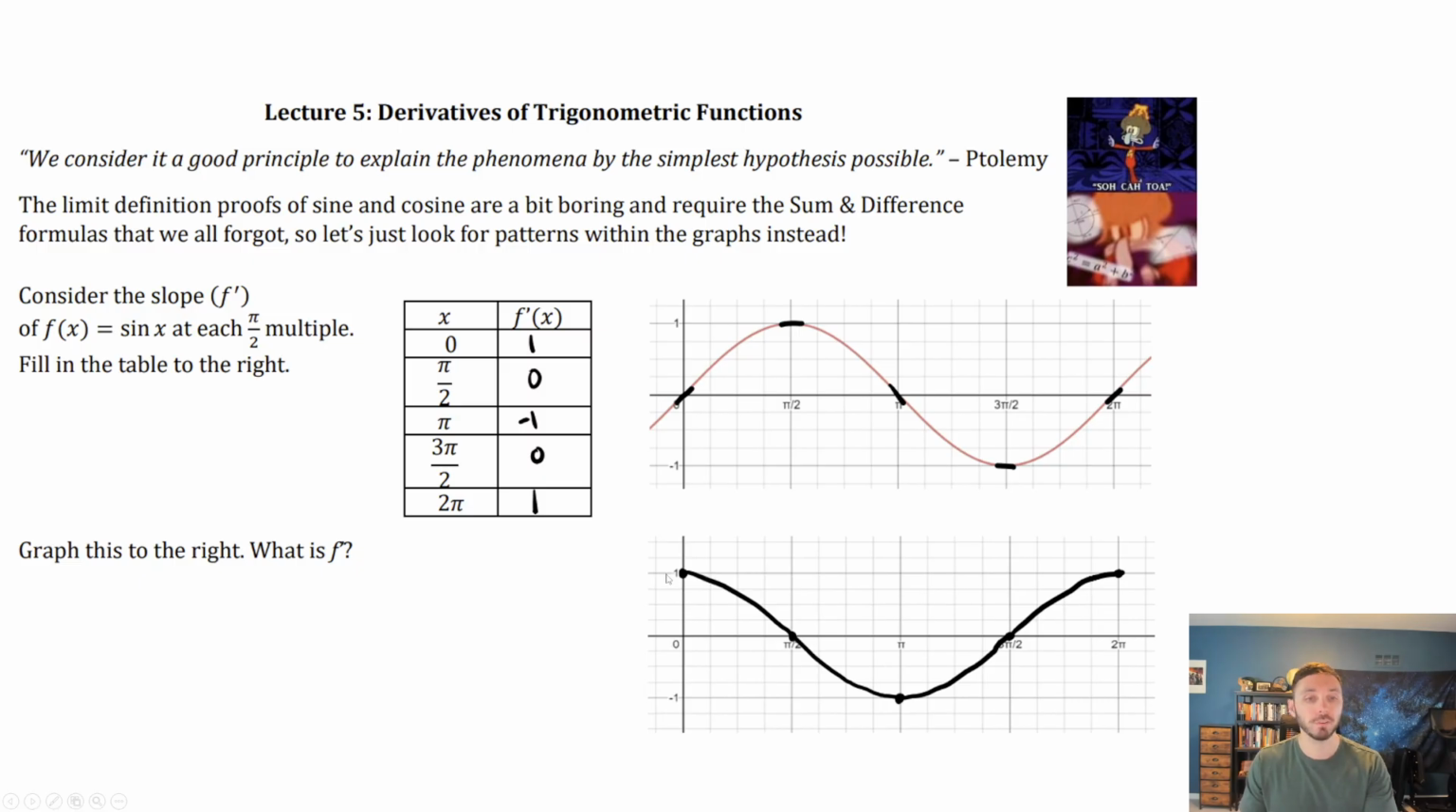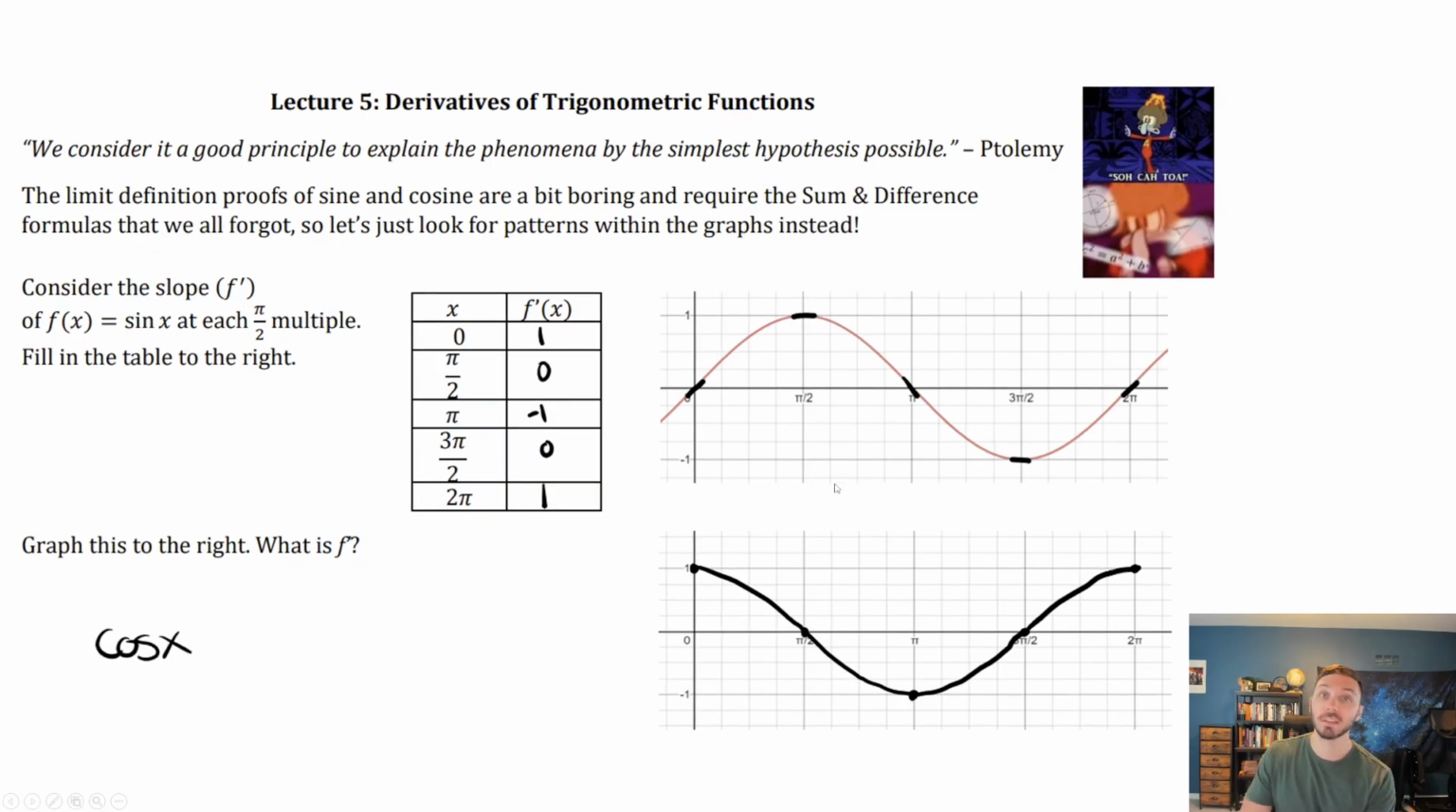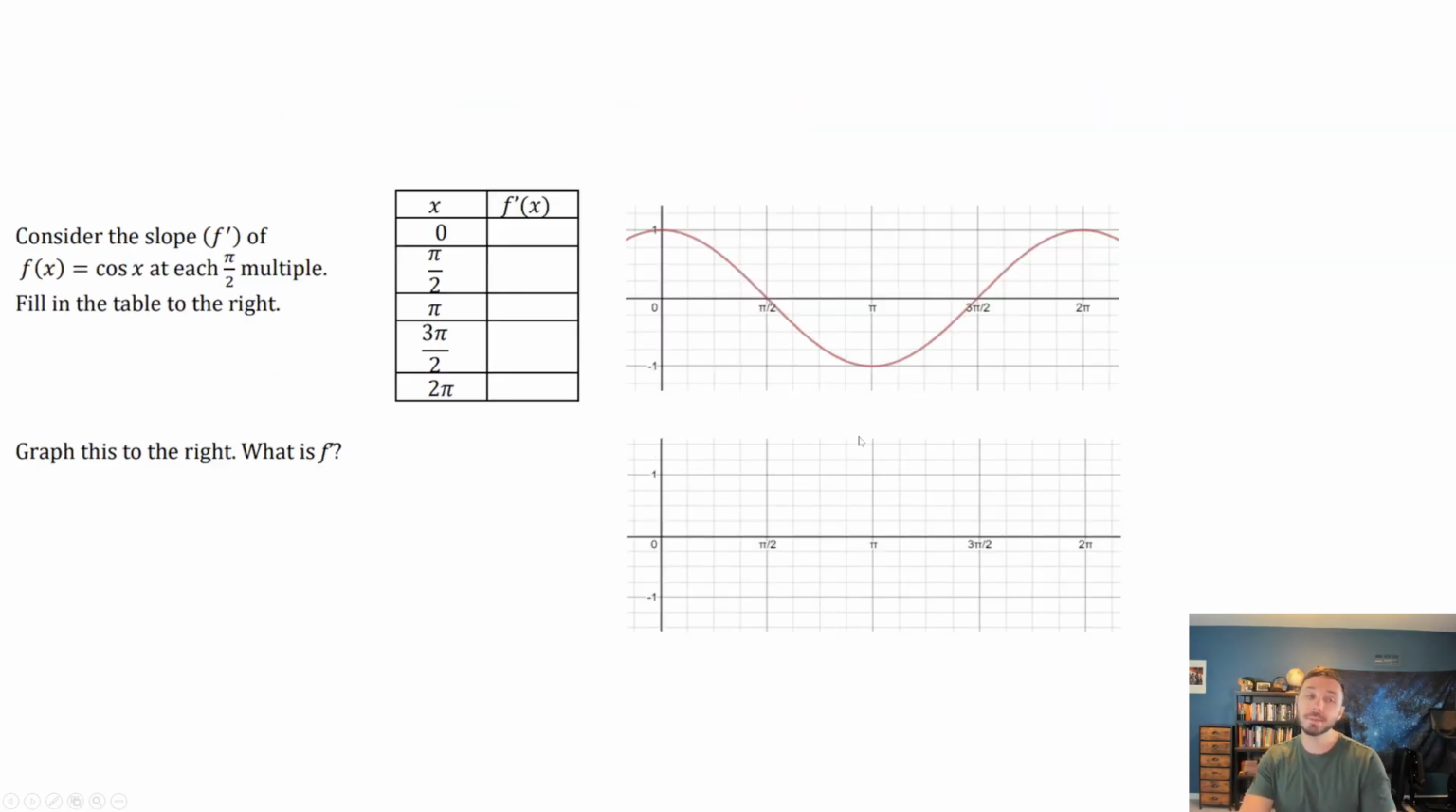So what graph goes high, middle, low, middle, high? I mentioned it earlier. That one's cosine of x. So the derivative of sine is cosine. This isn't a proof. This is just an intuitive justification. That's all. Try to do the same exact thing with cosine x.